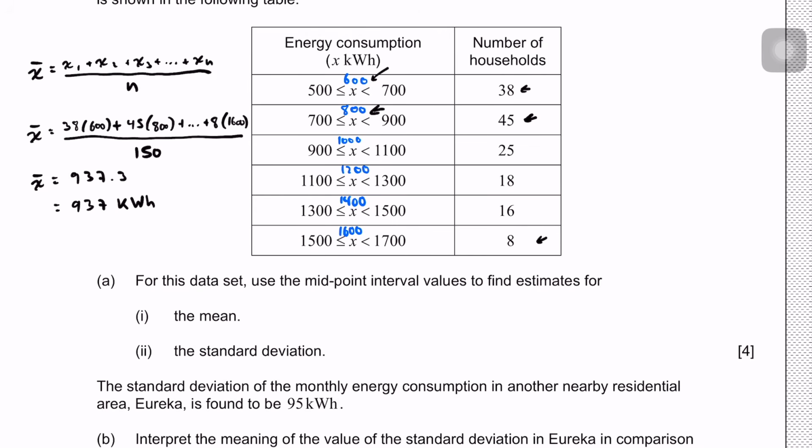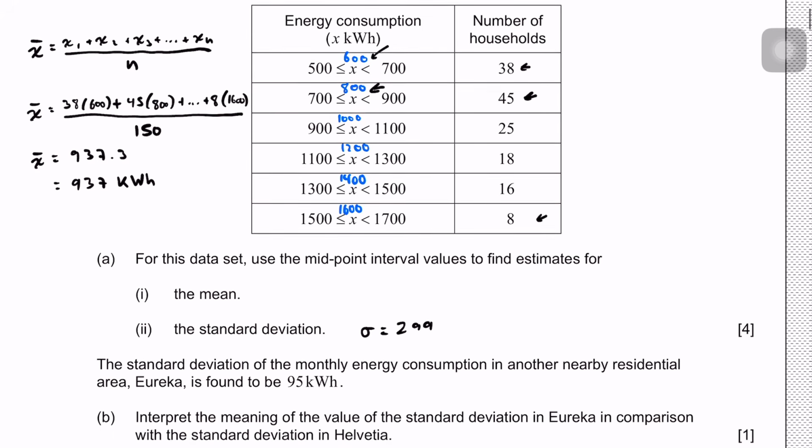So standard deviation is equal to, so let's write our Greek sigma. Standard deviation is equal to 299.45, or to 3 sig figs, just 299. This is kilowatt hours once again. Okay, moving on.